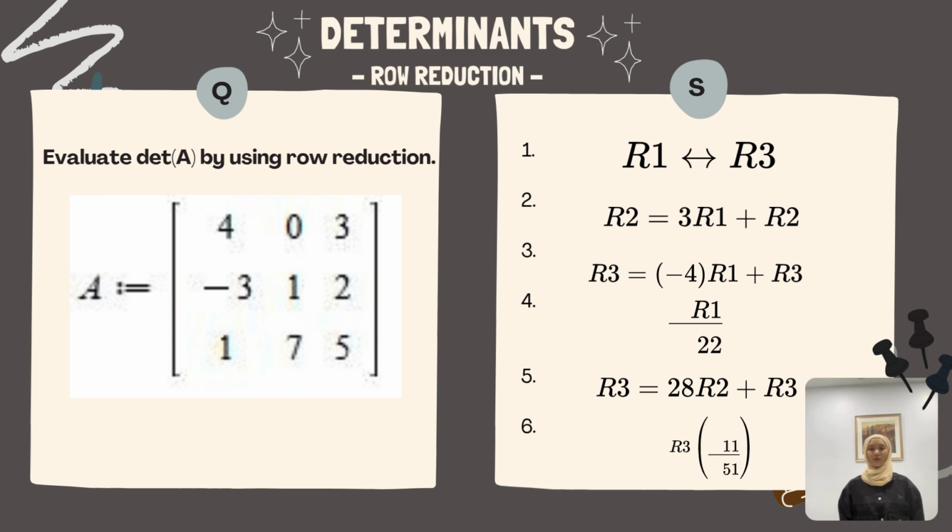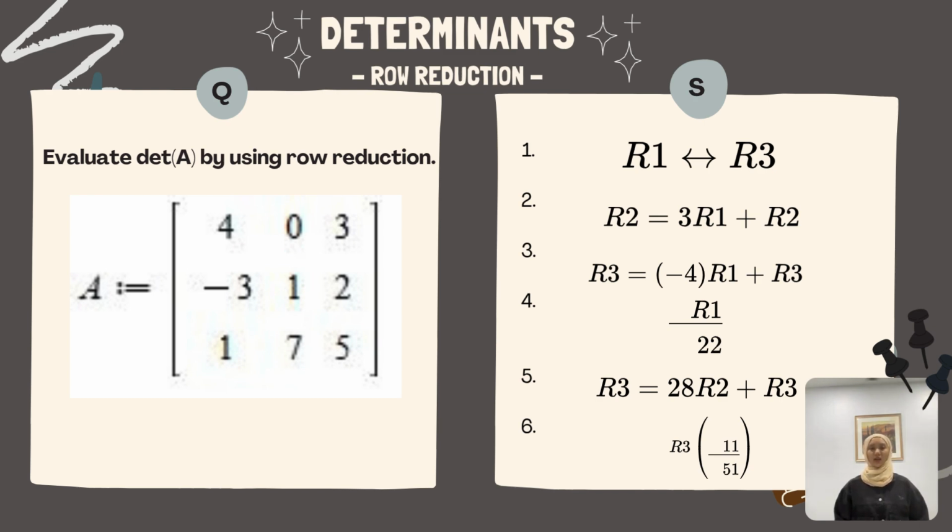Step 1. First, we swap row 1 and row 3. Step 2. We update row 2 using the operation R2 equals 3R1 plus R2. This helps us eliminate the first element in row 2 below the leading one. For row 3, we use R3 equals negative 4R1 plus R3. This operation is designed to create a 0 in the first column of row 3.